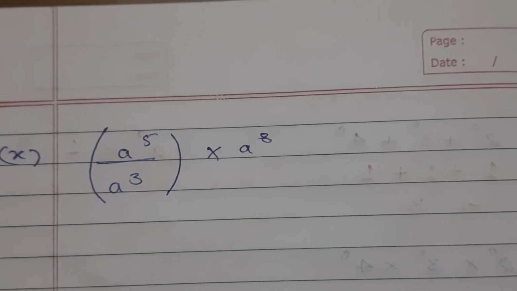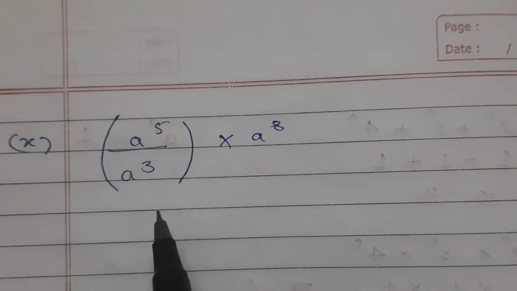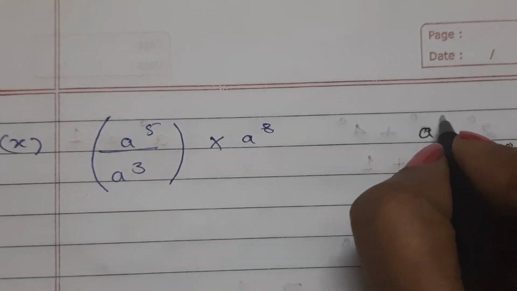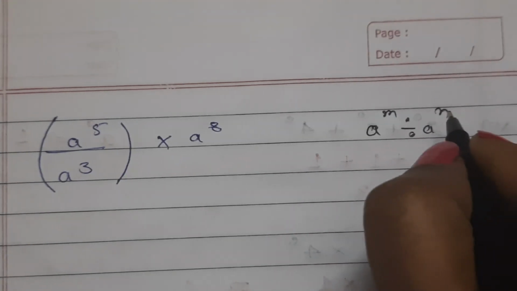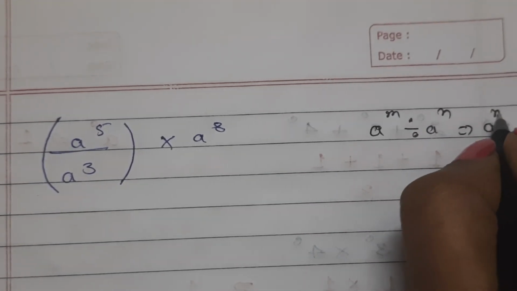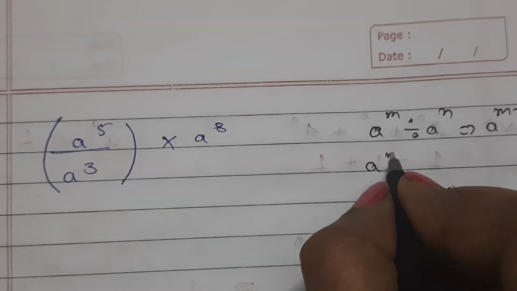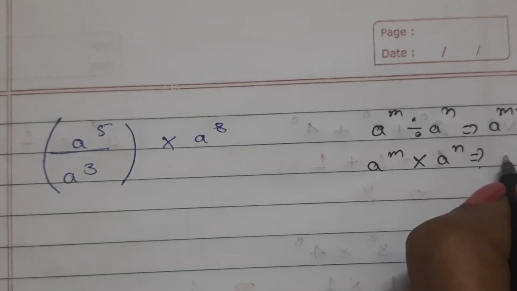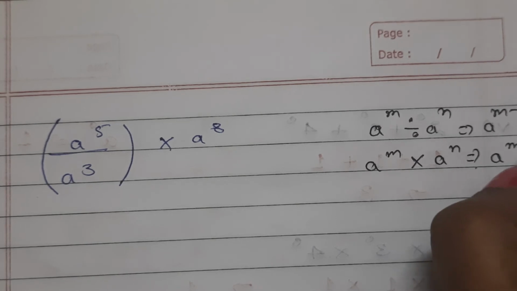Now with this we have reached the 10th question. So we know this is for division, and for division we will write a to the power m divided by a to the power n. So law is a to the power m minus n, and here it is for multiplication, a to the power m into a to the power n. So it will be a to the power m plus n.